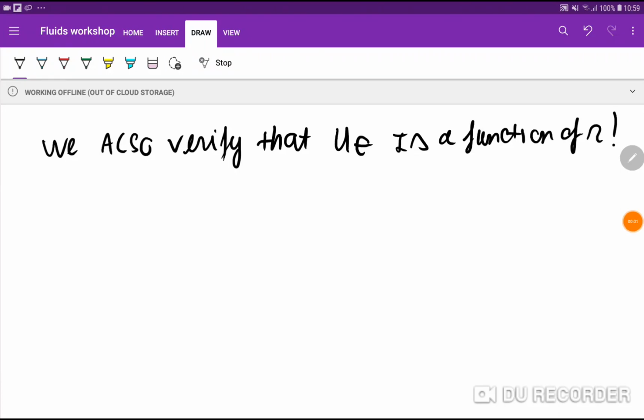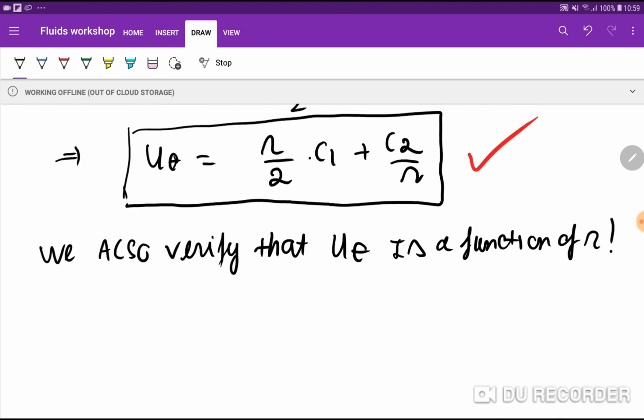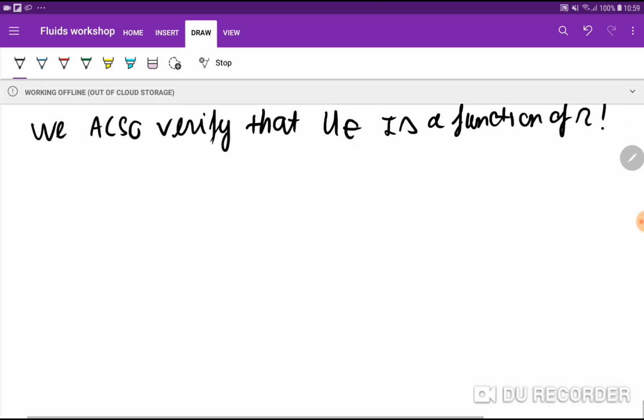Hi y'all, welcome back. So previously we have derived the velocity profile for the velocity in the theta component. So we have arrived at u theta equal r over 2 times c1 plus c2 over r. Now, in order to get the exact solution or a particular solution, you would need the boundary conditions, okay? So let me write down, right?